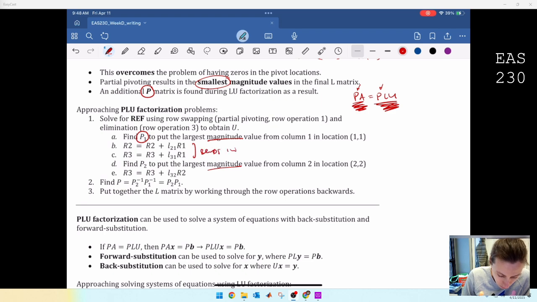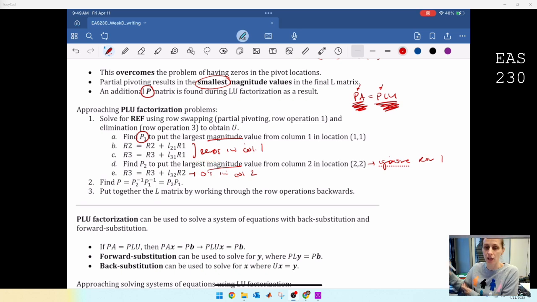Then we're going to repeat in column 2. Find the largest magnitude in column 2, but note we ignore row 1 for step D because we don't want row 1 to be messed up anymore. Row 1 is totally fine, we don't use it anymore. So in column 2, find the largest magnitude to put in the 2, 2 location, and then get your zeros in column 2. And then keep going for column 3, etc. But once again, we're going to focus on 3 by 3s.